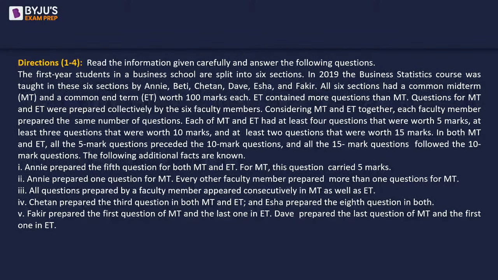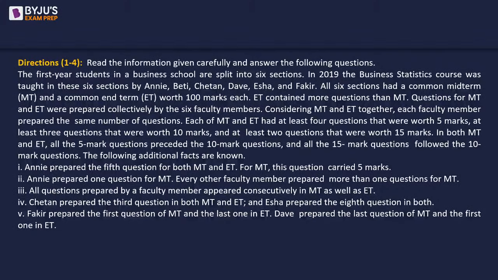ET contained more questions than MT. So that's one condition. Questions for MT and ET were prepared collectively by the 6 faculty members. Considering MT and ET together, each faculty member prepared the same number of questions. So suppose A prepared x questions, then B also prepared x, C also prepared x, as in total number of questions are going to be 6x. 6x here would mean multiples of 6.